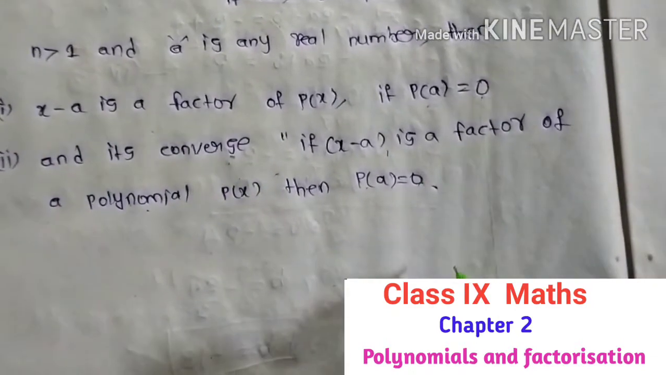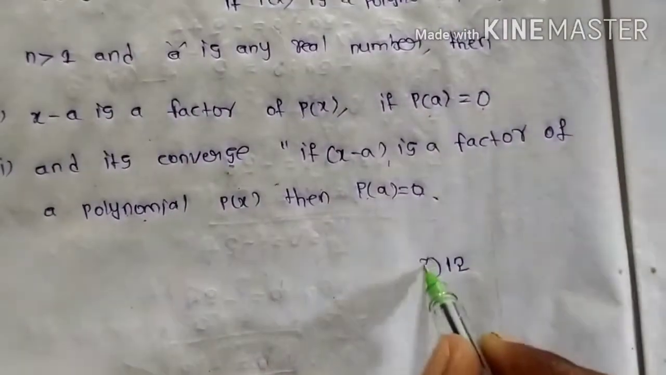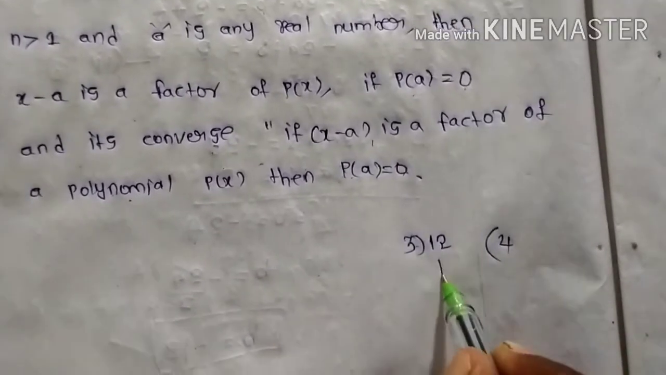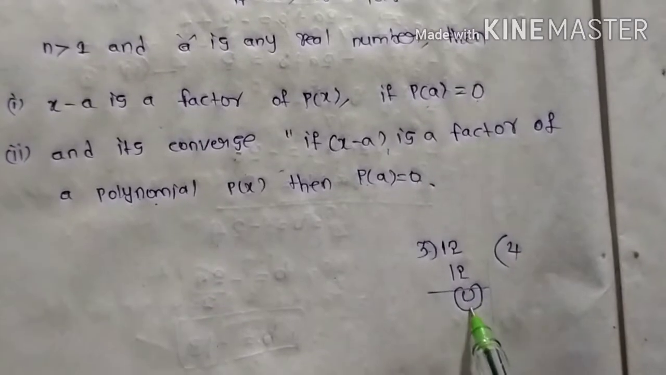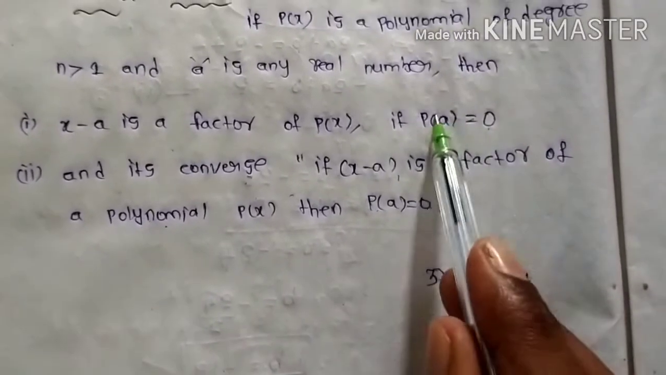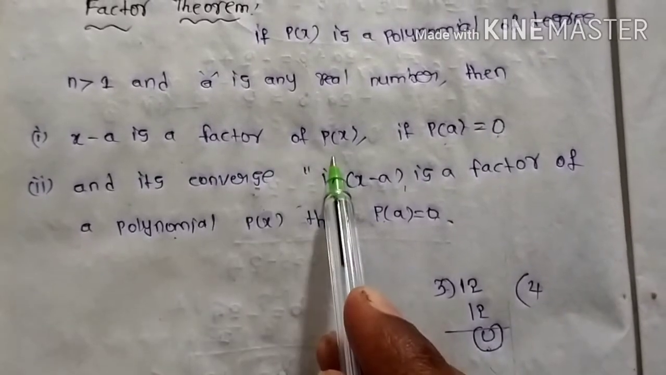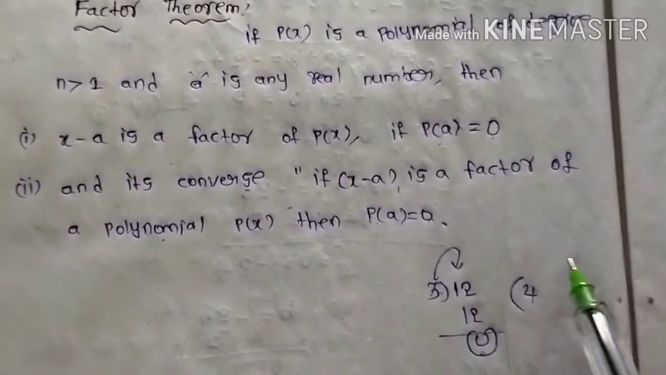For example, when I am dividing 12 by 3, 3 fours are how much? 12. Yes or no? Yes. That means the remainder is how much? 0. If the remainder is 0, that means p of a is equal to 0. Can you say x minus a is a factor of p of x or not? That means, can you say 3 is a factor of 12 or not? Yes or no? Very, very easy.